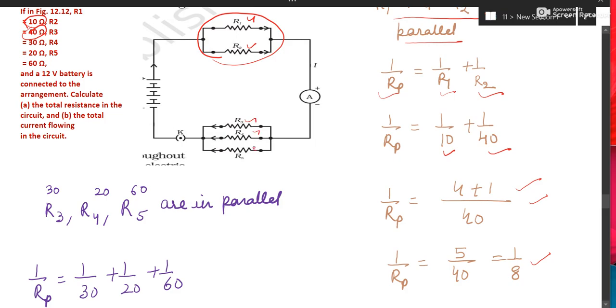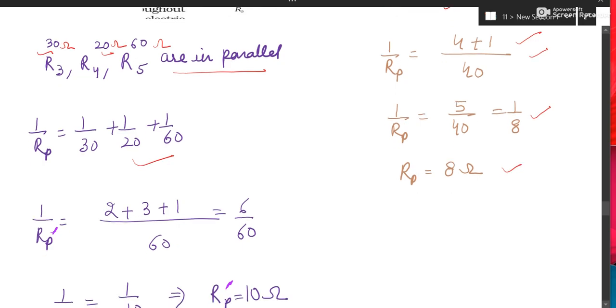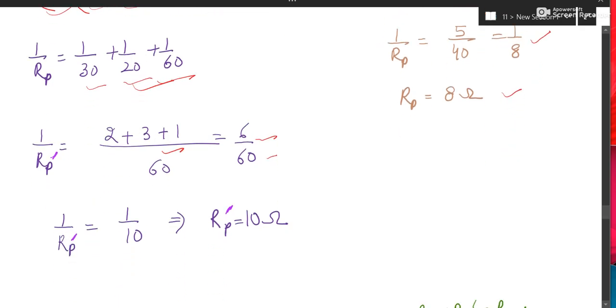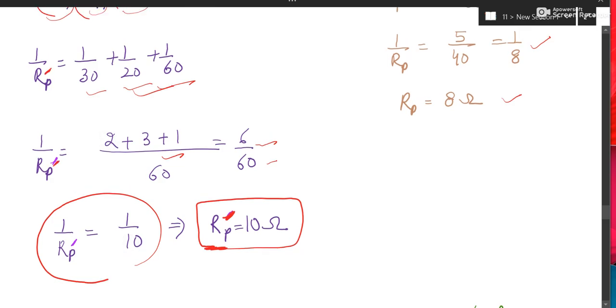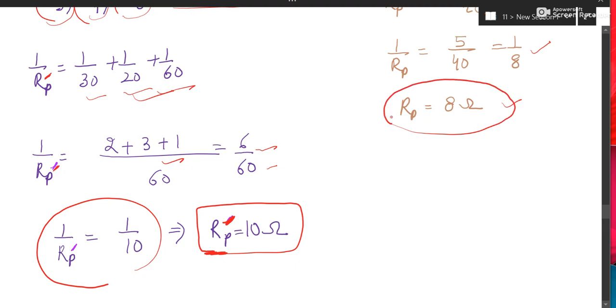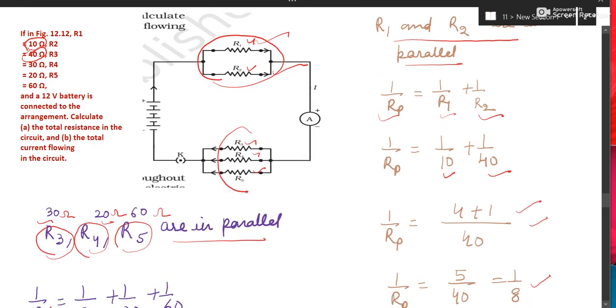Now, these three are also in parallel. The values are 30 ohm, 20 ohm and 60 ohm. Use the formula: 1 by Rp is equal to 1 by R3 plus 1 by R4 plus 1 by R5. Take LCM. 6 by 60 is 1 by 10. Reciprocate it. So, my resistance of these three is this. I have denoted it by Rp dash. So, 8 ohm is the answer of these two, and 10 ohm is the resistance of these three.